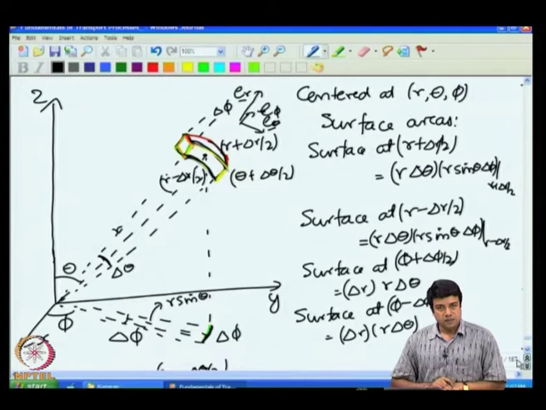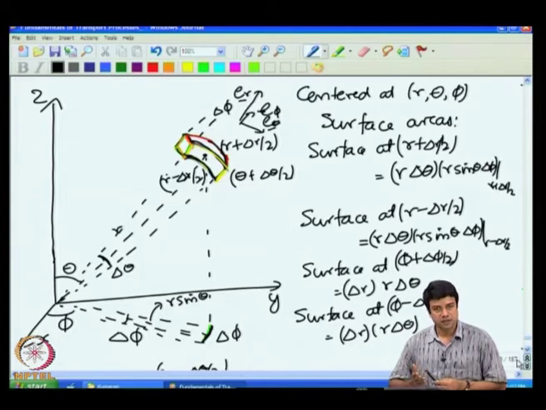When we write a shell balance, we have to write it for a differential volume which is bounded by surfaces of constant coordinate. In this particular case, the coordinates are r, theta and phi. Therefore, the balance equation has to be written for the surface at r minus delta r by 2 and r plus delta r by 2, at theta minus delta theta by 2 and theta plus delta theta by 2, and phi minus delta phi by 2 and phi plus delta phi by 2.